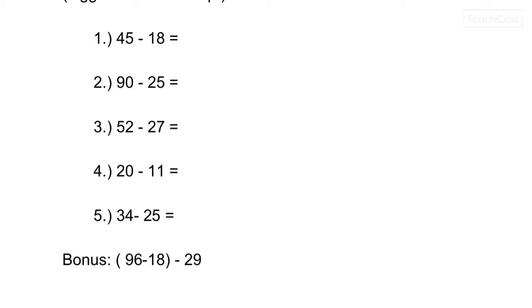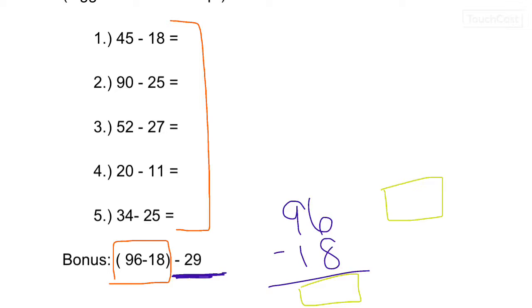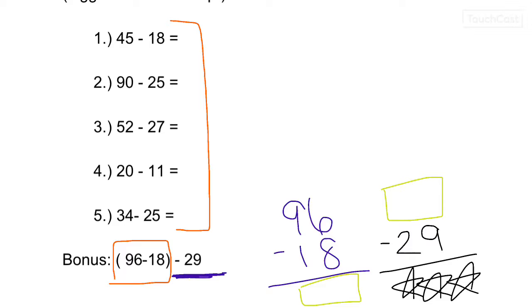Here are your 5 problems plus a bonus. So you notice the 5 are 10s minus 10s, so stack them up. And then the bonus, let me explain to you, you're going to subtract these first. And whatever answer you get, then you subtract the answer or the difference from this one. So it's kind of like a 2-step problem. So you would do 96 minus 18. Now watch, whatever answer you get goes on top, and then you do whatever that answer is minus 29 to get your final answer down here, okay? Just a fun bonus for you to try.